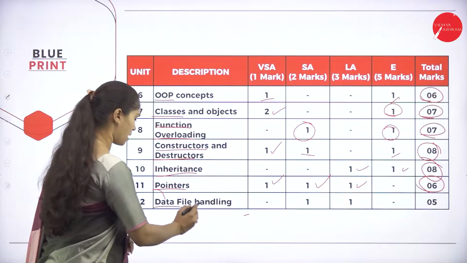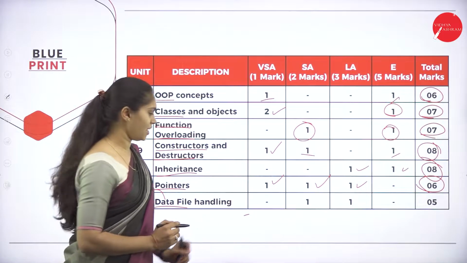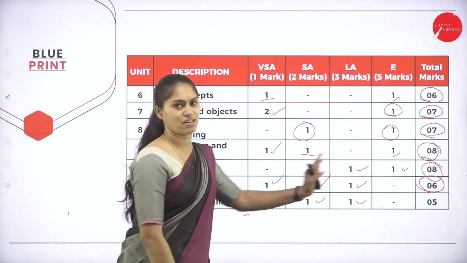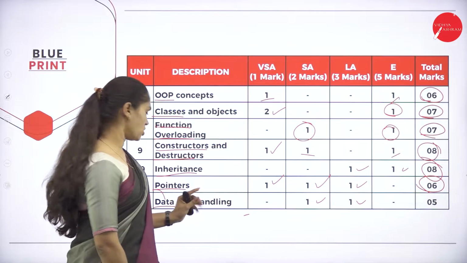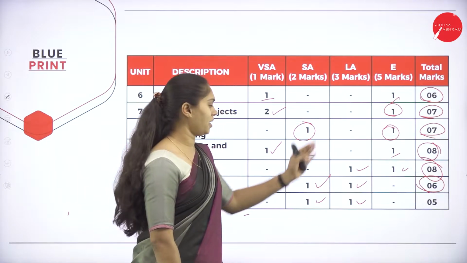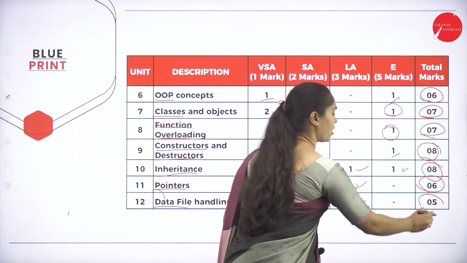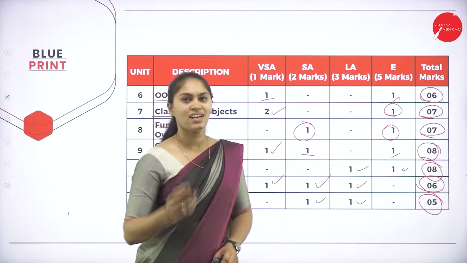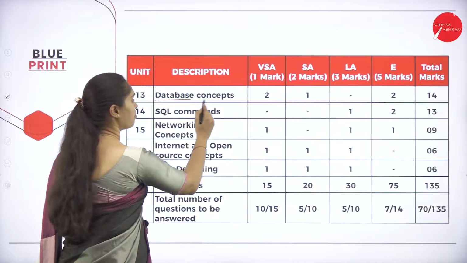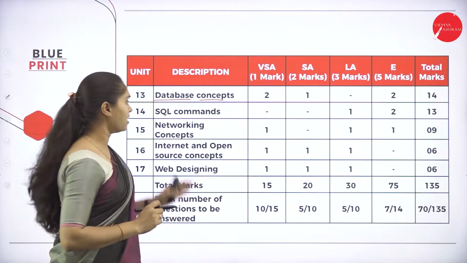And the 12th chapter, that is data file handling. You need to concentrate on the 2 mark and 3 mark questions. No 1 mark or 5 mark question from chapter 12, data file handling. So 1 question for 2 marks, 1 question for 3 marks, and totally you are going to get 5 marks from this data file handling. So we'll see the next topic, that is database concept, which is chapter number 13.